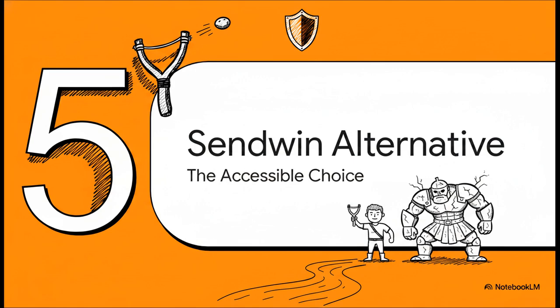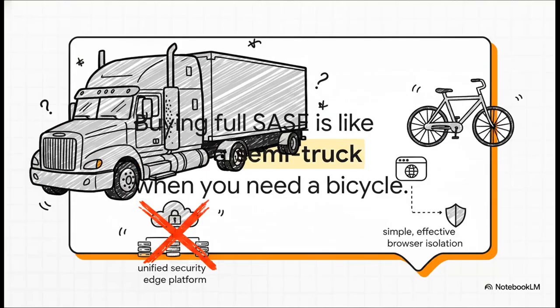Which brings us to Section 5, the accessible Send.win alternative. The source guy uses an absolutely perfect analogy for this exact gap in the market. Quote, paying for an entire SASE platform is like buying a semi-truck when you need a bicycle. End quote. Basically, if your team only needs simple, effective browser isolation to protect everyday web sessions, investing in a six-figure, month-long deployment of a unified security platform, that's just massive overkill.